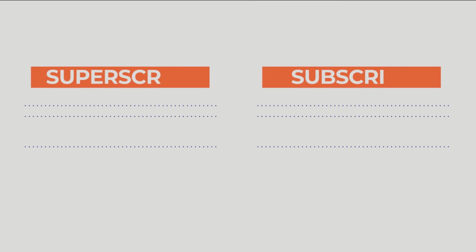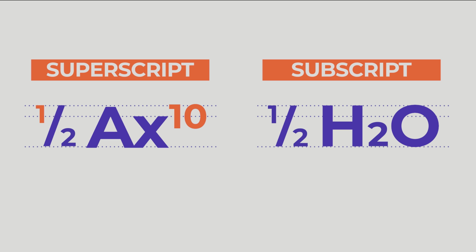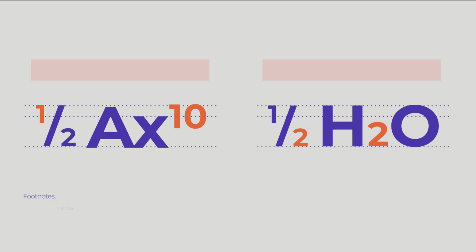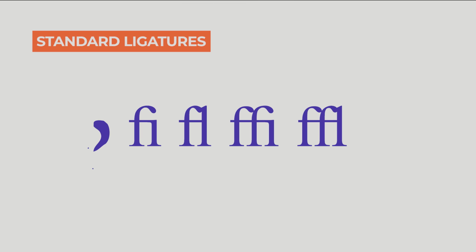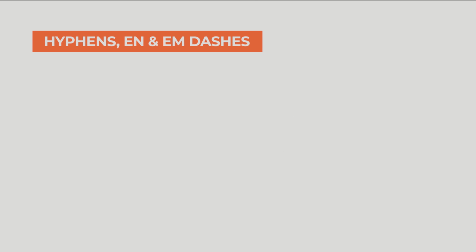Next up, superscript and subscript. Superscript and subscript figures are smaller versions of full-size numerals. They're commonly used in footnotes and endnotes, cents and pricing, diagonal fractions, and chemical notations. The word ligatures comes from Latin, meaning to tie. This is because ligatures tie two or more letters into a single character to help with kerning or simply for decorative purposes. Hyphens and dashes are punctuation marks that are often misunderstood and misused.